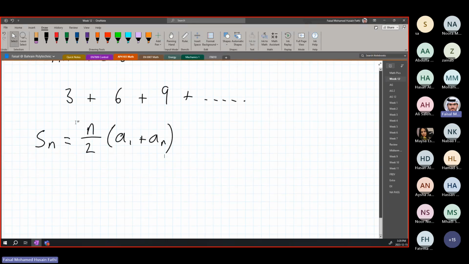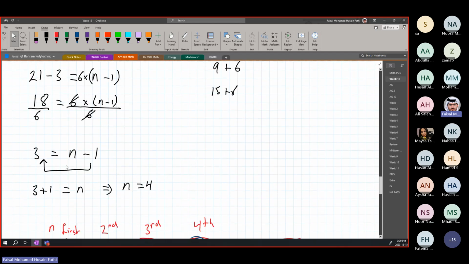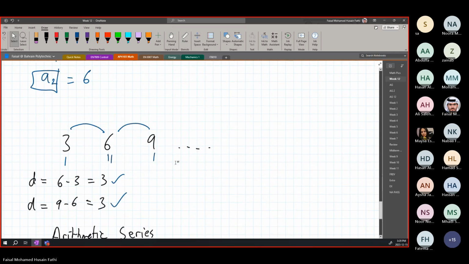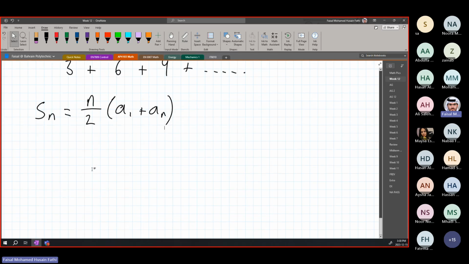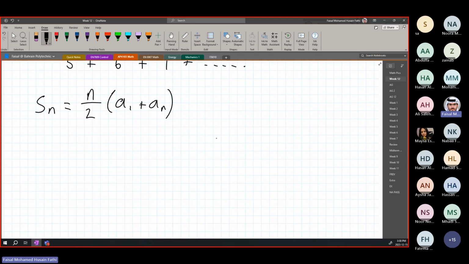Now, we know what the n means. We know what a1 means. We know what an means, and we know how to find an using the equation we used up here. So we have all of these values and we know how to determine them given a sequence. We find them and then we substitute in Sn. So what does Sn mean? Let's say the same exact example, 3 plus 6 plus 9.